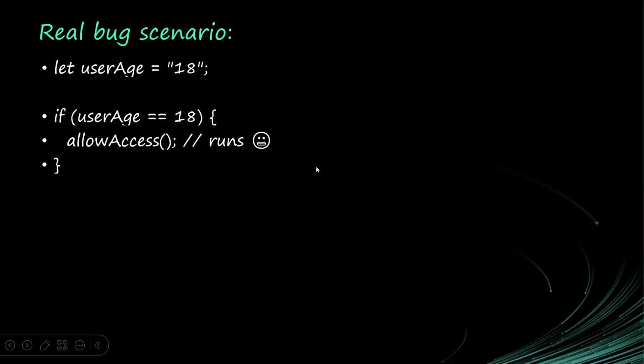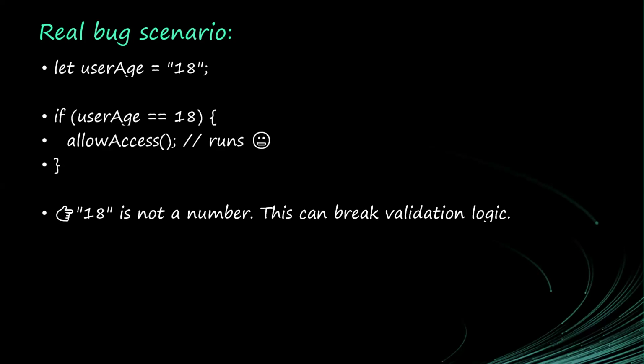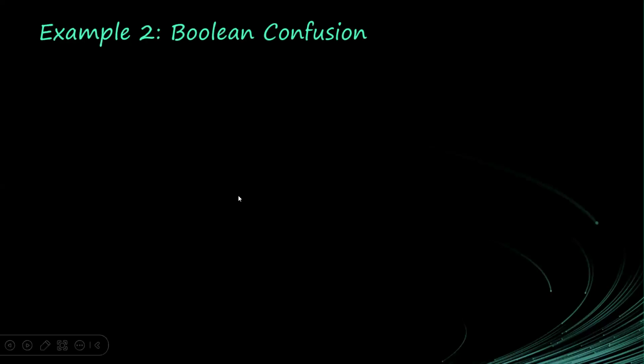Okay, so this is the first example and we have seen the real bug scenario. So in this case, 18 is not a number. This can break validation logic. This can break your code. You will be finding, oh, where is my code? Where am I getting it wrong? This is very bad. Always use the strict equality operator.